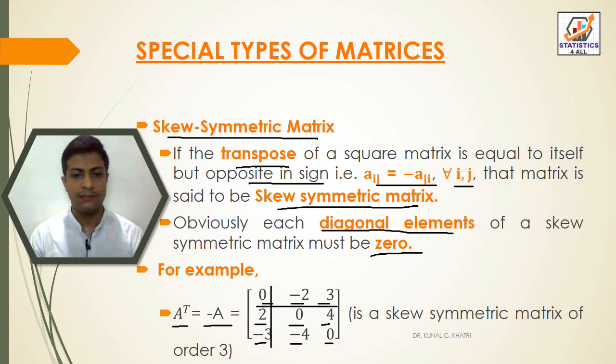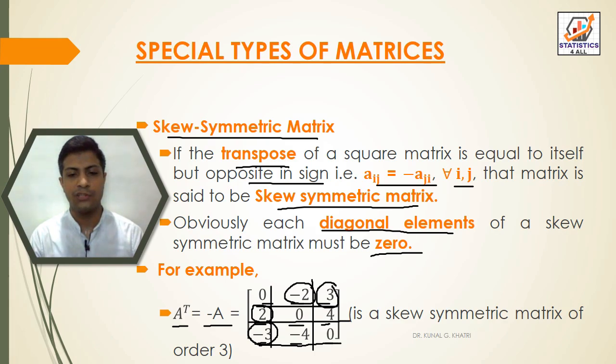So here we can see that here is given minus 2, so here plus 2, then here plus 3, so here minus 3. Now in second row 2, 0, 4, so here minus 2, 0, minus 4, and here minus 3, minus 4, 0, so here 3, 4, 0. It is a skew symmetric matrix of order 3, that is Aij is equal to minus Aji.